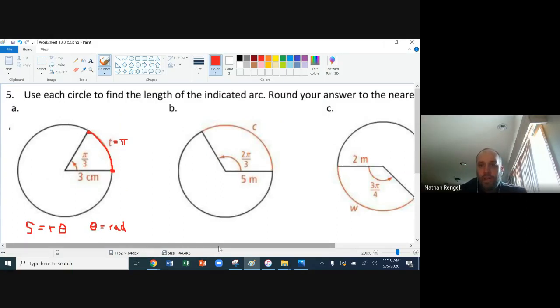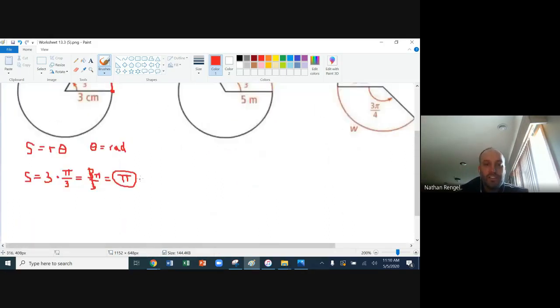It does say we're going to round our answer to the nearest tenth. So pi is 3.14. So that would be just 3.1. So there would be our decimal answer, 3.1.